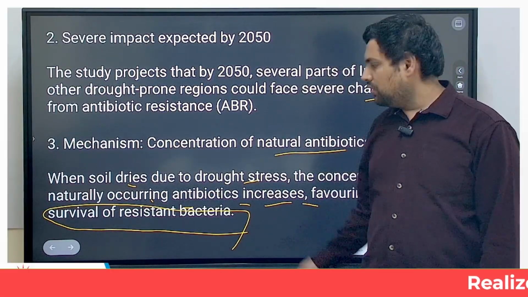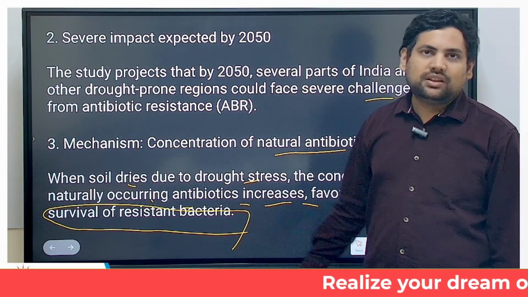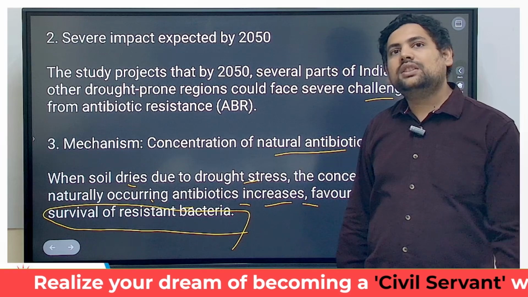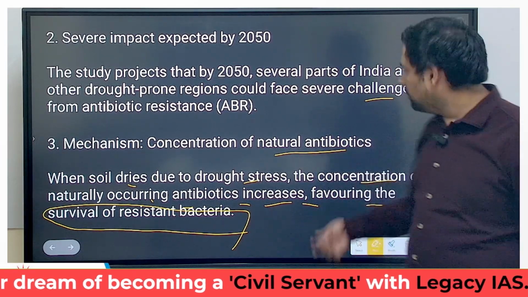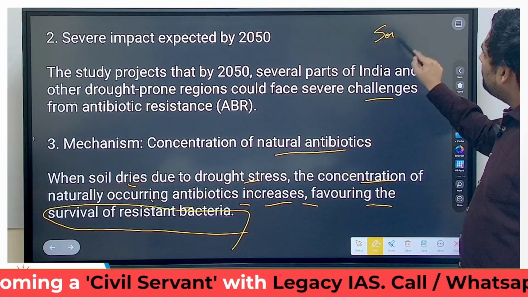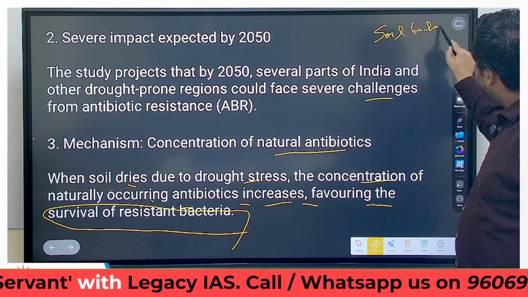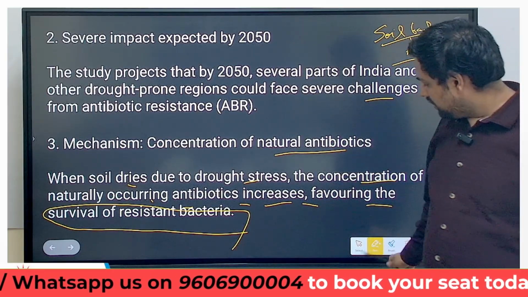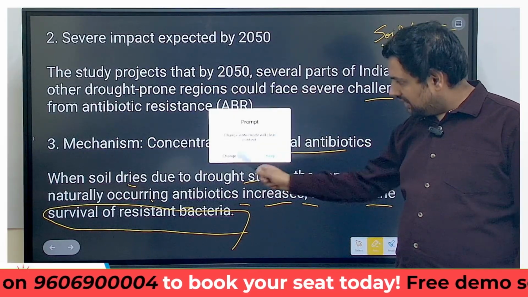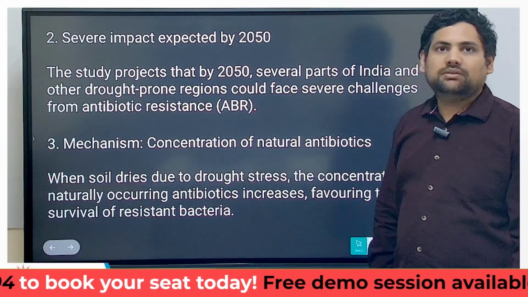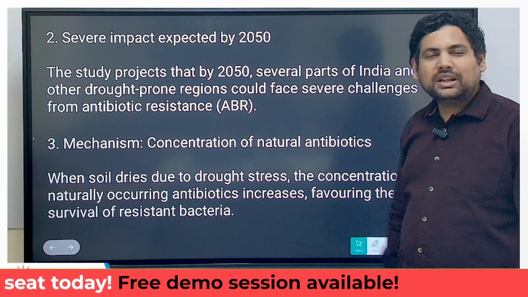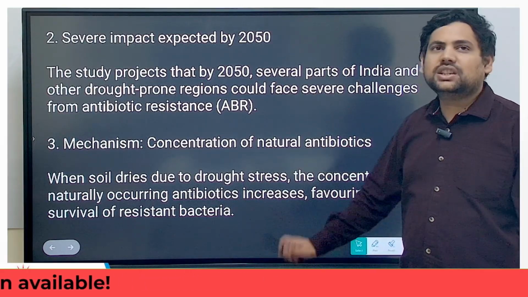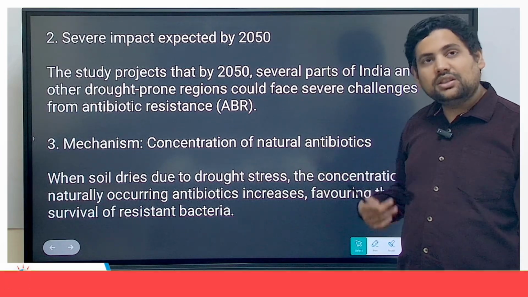So what will happen? More and more resistant bacteria will survive, other bacteria will be dying. And now if only resistant survive, they only will reproduce, and that is why more and more bacteria will become what? They will become antibiotic resistant. Now why is this so important? Because many of the antibiotics themselves are made from soil bacteria, correct? For example, streptomycin, you might have heard of, correct? Those come from soil bacterium only. There are many such medicines, so they will become resistant to all of them.